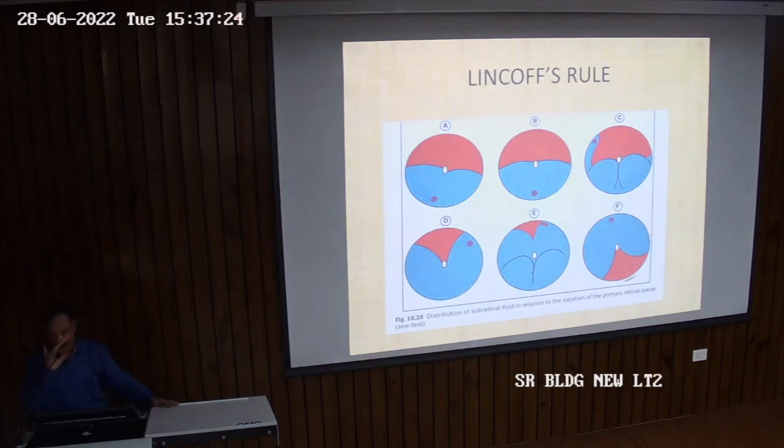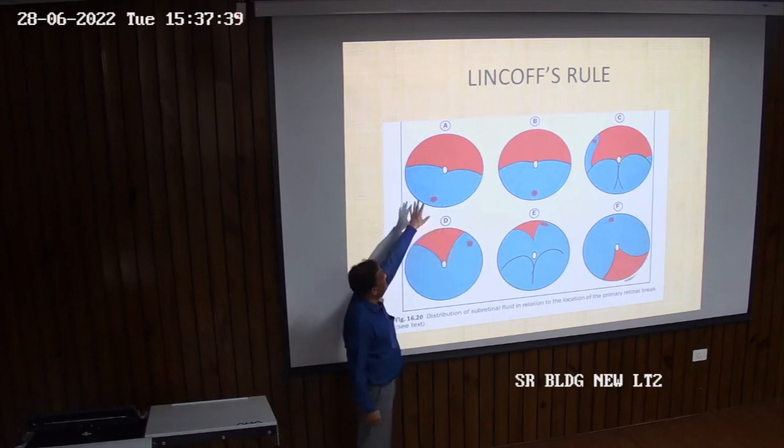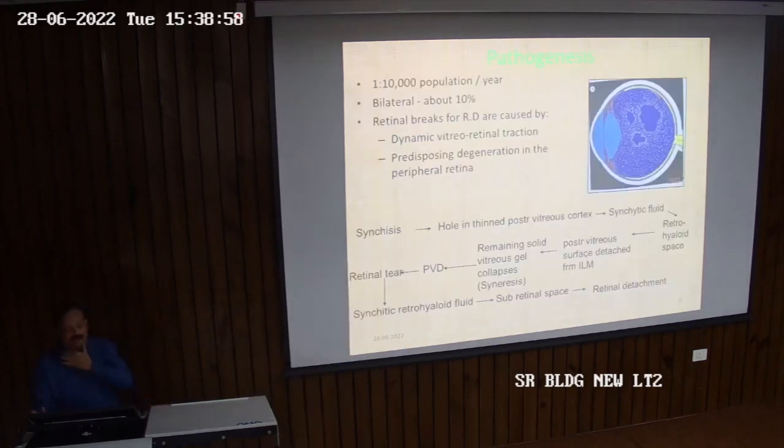There is a very beautiful rule known as Lincoff's rule, which tells you, in a case of detachment, where you would expect a break to be. This blue part is the detached part and the red part is the attached part. Now what is the usual pathogenesis of detachment? Usually the incidence is around 1 in 10,000 people per year. In 10% of cases we find obvious breaks.